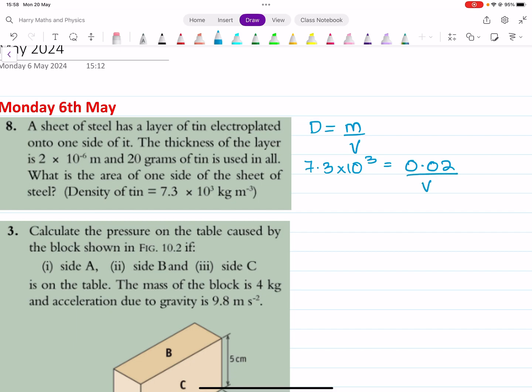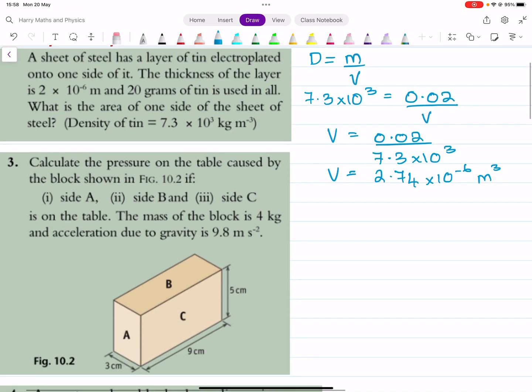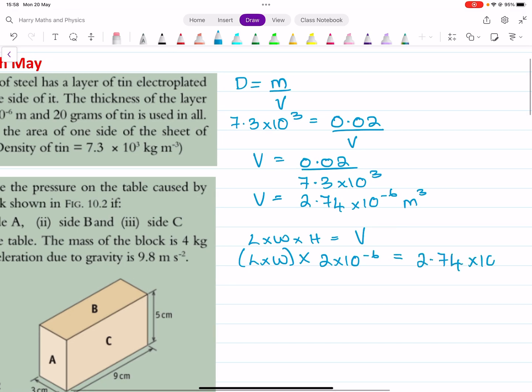And we don't know the volume. Okay, so if we bring the volume up here, then 0.02 divided by 7.3 by 10 to the 3. So I'm getting 2.74 by 10 to the minus 6, and that's going to be meters cubed. So it's going to be a rectangular piece of tin. So it's going to be length by width by height equals the volume. So length by width is going to be our area, multiplied by the height, which is 2 by 10 to the minus 6. And that equals our volume, which is 2.74 by 10 to the minus 6.